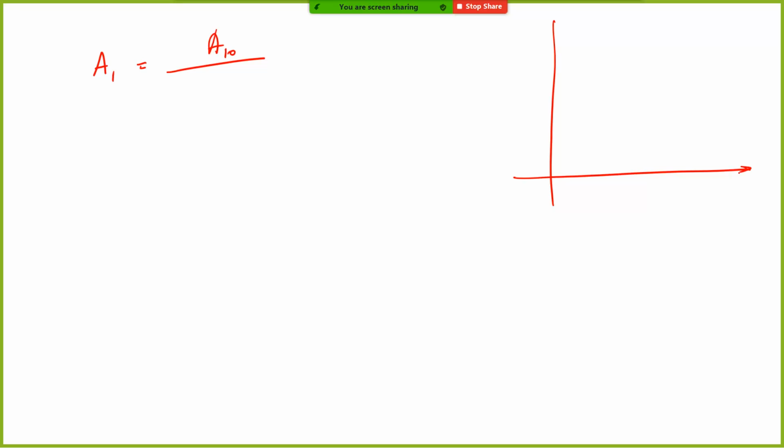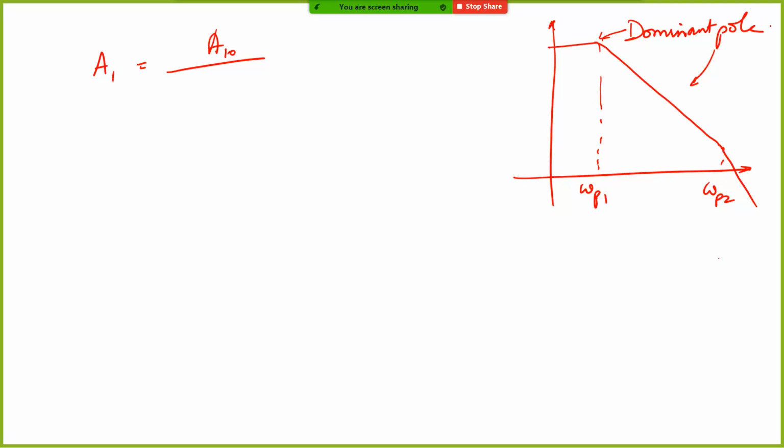In other words, your first pole may be here and your second pole may be here. So let's say this is omega p1 and this is omega p2. For most part of the response, this is what is called the dominant pole, and this dominates the response of the amplifier. So you can approximate this amplifier as a single pole amplifier. So let's say A1 is given by A10 divided by 1 plus S by omega p1, and A2 is given by A20 divided by 1 plus S by omega p2.